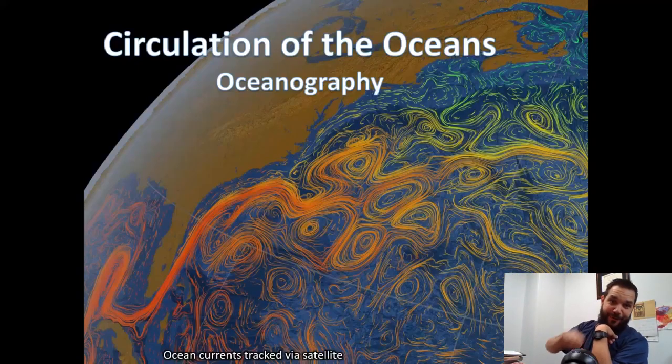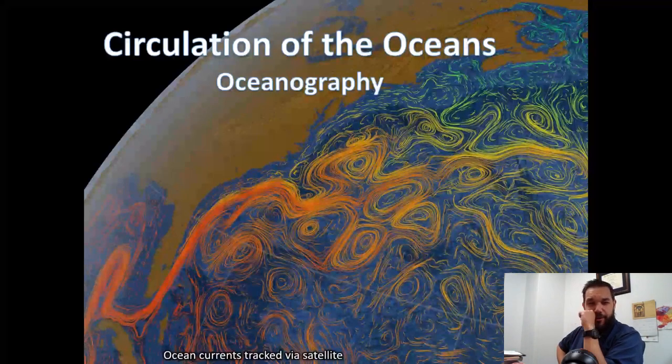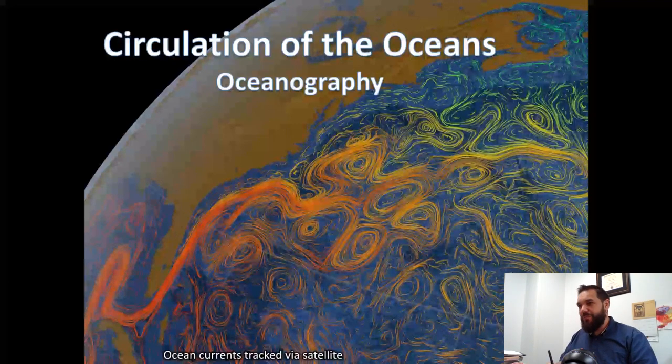Hello, everybody, and welcome to your second lecture on ocean circulation. So we're continuing along looking at the different currents of the ocean. Here's this familiar image showing the famous Gulf Stream. You can see it moving from the Gulf of Mexico, of course, into the Atlantic.